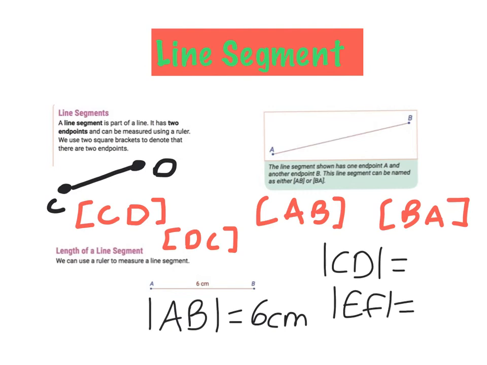So therefore, if you were given something like this, line CD is equal to, and line EF is equal to, okay? This one here means the length of the line segment CD, so they want you to measure it. And here would be the length of the line segment EF. They want you to measure it, okay? So that's what that notation means. And you might come across that kind of notation in some of the questions today.